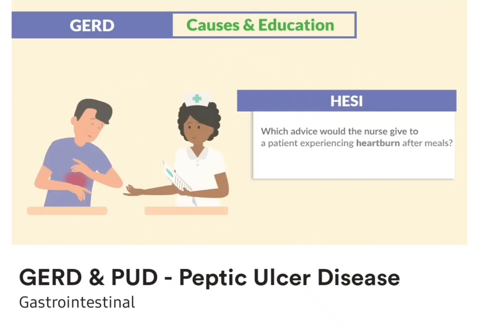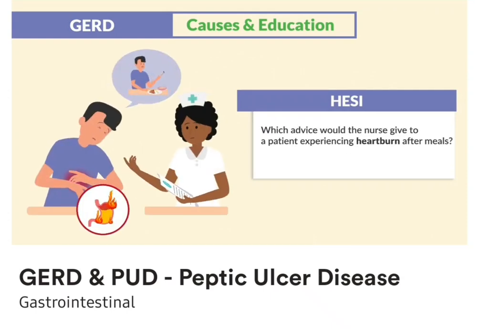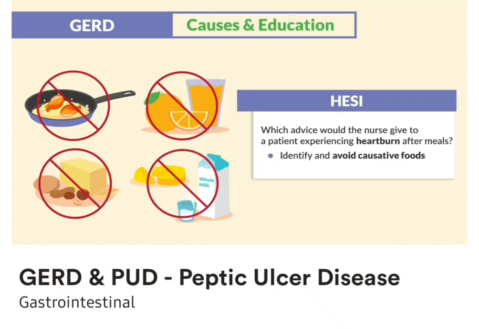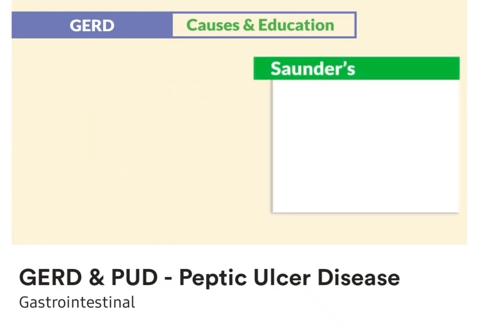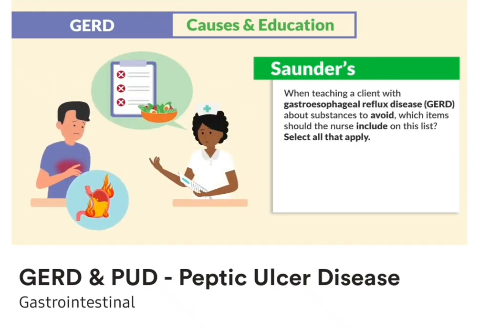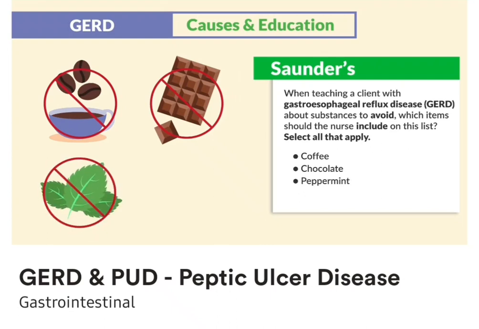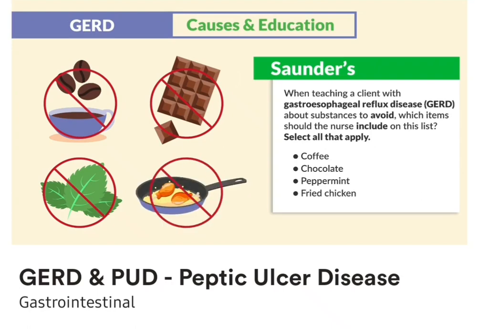So Hesse mentions, which advice would the nurse give to a patient experiencing heartburn after meals? Identify and avoid causative foods. And Saunders mentions, when teaching a client with gastroesophageal reflux disease, GERD, about substances to avoid, which items should the nurse include on the list? Select all that apply. So coffee, obviously. Chocolate and peppermint, those 2 are the tricky ones, right? So hopefully you wrote them down, as well as fried chicken. So again, write down that list.